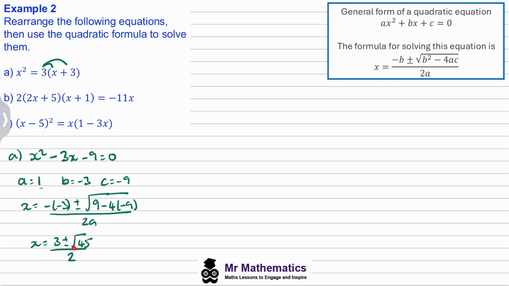Now we can simplify the square root of 45 as the root of 9 times the root of 5, and this becomes 3 root 5. So in its simplest form, x will equal 3 plus or minus 3 root 5 over 2. And I'll leave it in its exact form. So do you want to give question B a go?